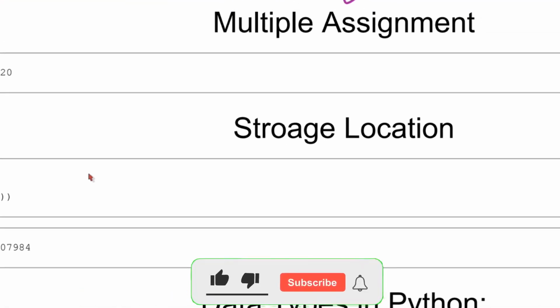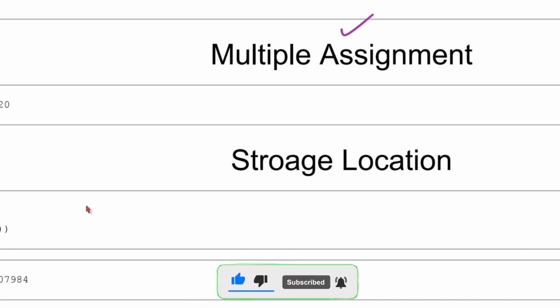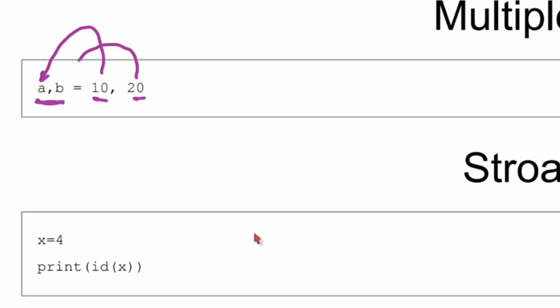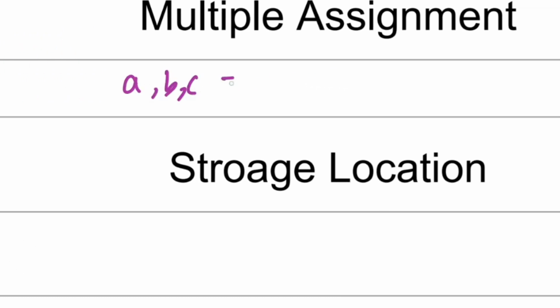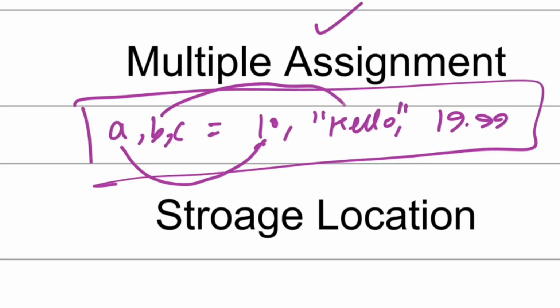In the multiple assignment statement, I can create many variables and assign them different values. For example, I have written a, b is equal to 10, 20. This 10 will get assigned to a, and this 20 will get assigned to b. I can write a, b, c is equal to 10, hello, and some floating point number, 19.99. This is the beauty of the language. In a single statement, I did a multiple assignment. So a will go to 10, b will have the value hello, and c will have the value 19.99. This is how you do multiple assignments in Python.